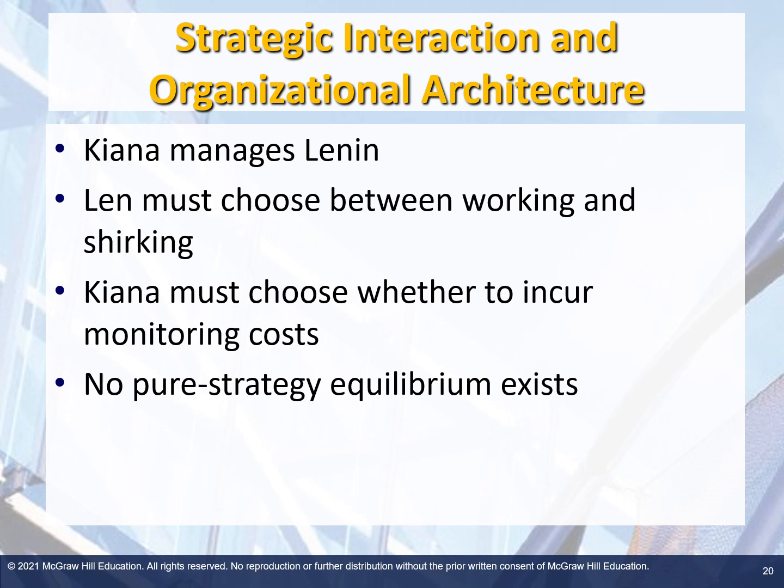If Lennon expects no monitoring, he'll shirk, less effort, same pay. If Kiana expects shirking, she'll monitor to catch the shirking. But if Lennon expects monitoring, he'll work to avoid punishment. And if Kiana expects hard work, she won't monitor to save costs. This creates a cycle with no stable, pure strategy equilibrium, hence the mixed strategy solution, where each player randomizes.